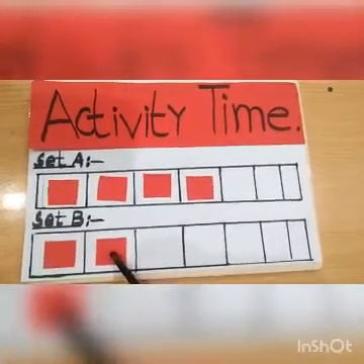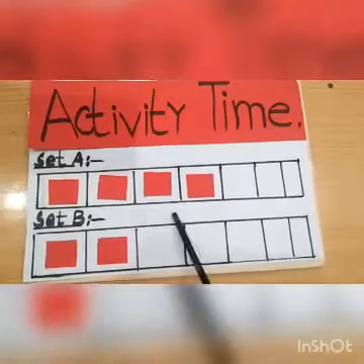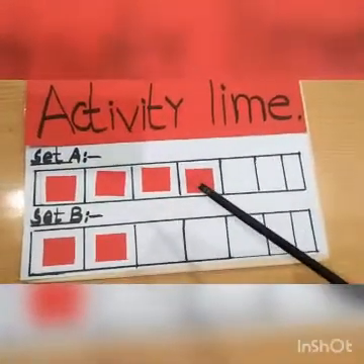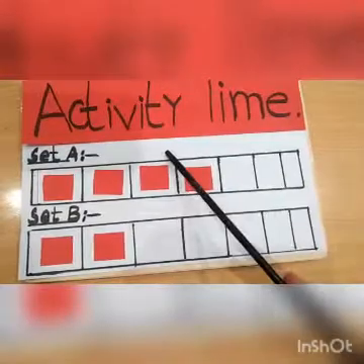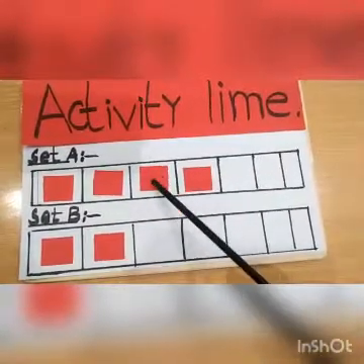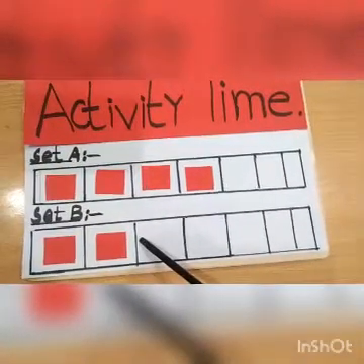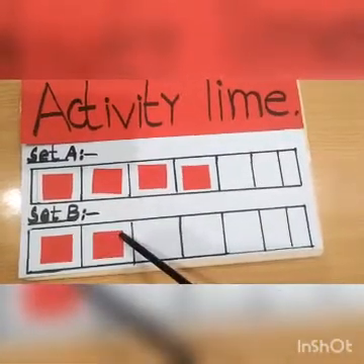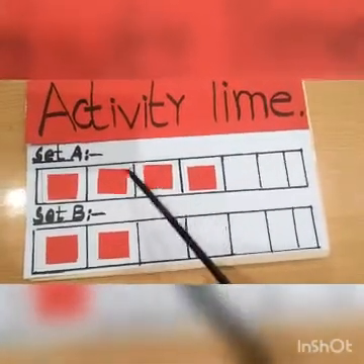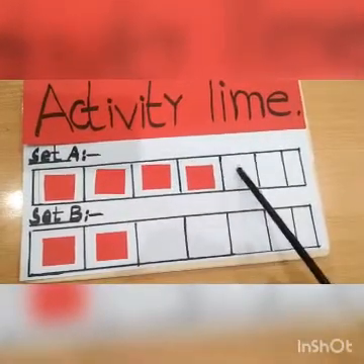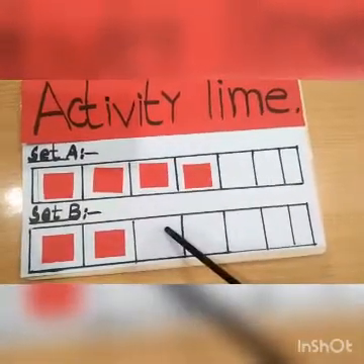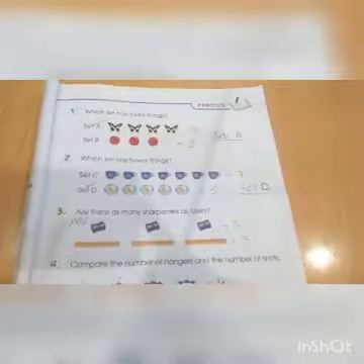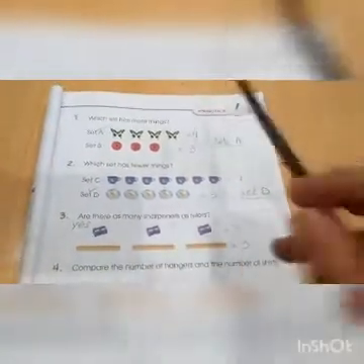Can you please tell me which set has more red cards? In set A. In set A, there are 2 more cards than set B. We can say 4 is more than 2. 4 cards are more than 2 cards. Go to the next page, page number 9, practice.